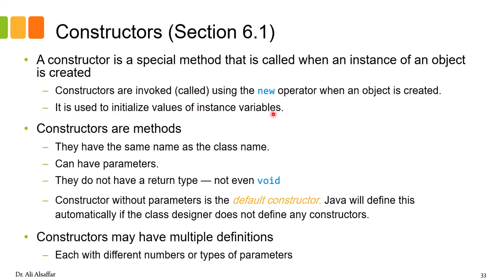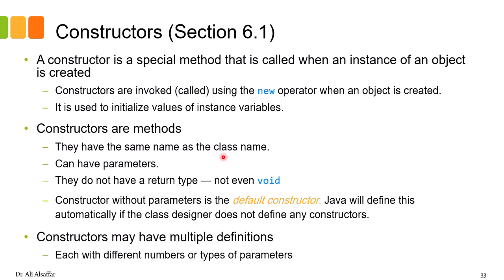It is used to initialize values of instance variables. Constructors are methods. They have names, but they don't have return values, and their names should be the same as the name of the class, and they also have input parameters. So they have the class name, can have parameters, and they do not have any return value, and you don't even write void.